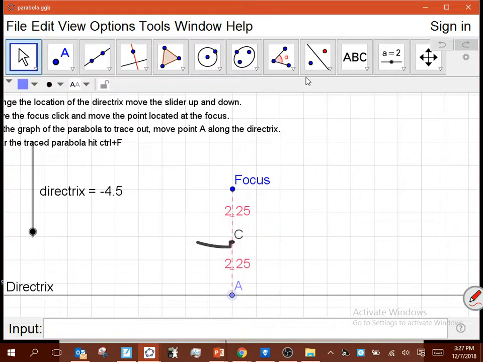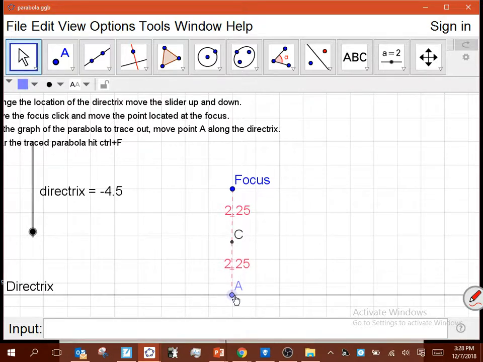If I do that, right now, the focus and this point A on my directrix are vertically aligned with each other. Halfway in between, this 2.25 and this 2.25, those are the distances from the focus to the parabola and then the parabola to the directrix. The definition says as long as those are equal, that point C should be on my parabola. And in this case, that point is going to be my vertex.